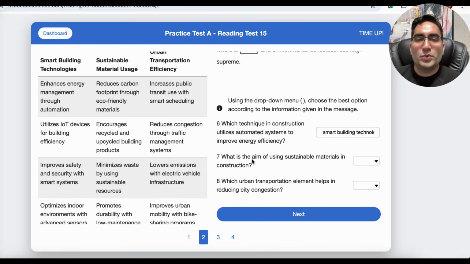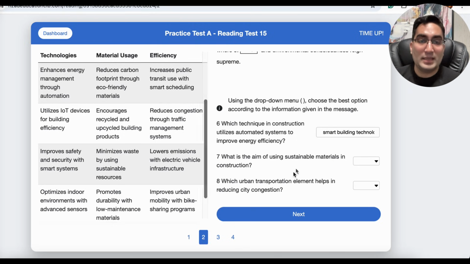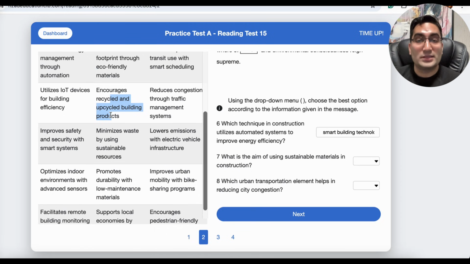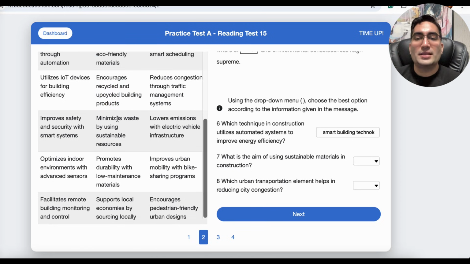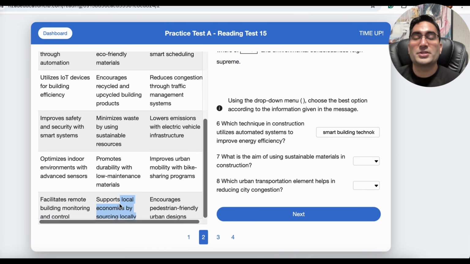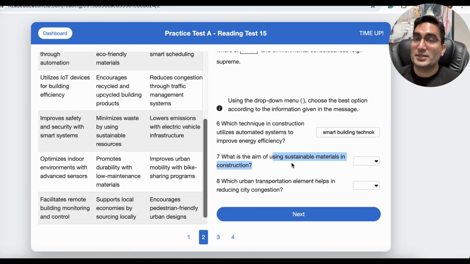Let me understand the keywords. What is the aim of using this in construction? So my keyword is construction, and we can see that even in terms of materials, we're seeing this part, that it reduces carbon footprint through eco-friendly materials. It's recycled building products, minimizes waste by using sustainable resources, like everything could be the answer, promotes durability with low maintenance materials. Wait for it, guys. The answer is going to be complex, okay? Supports local economies by sourcing locally. This one does not matter. Everything else was talking about using construction materials.